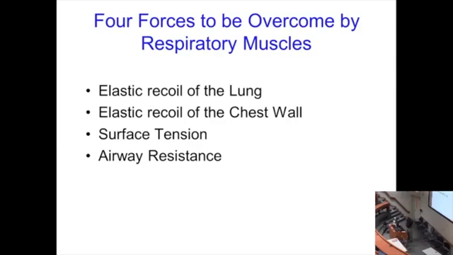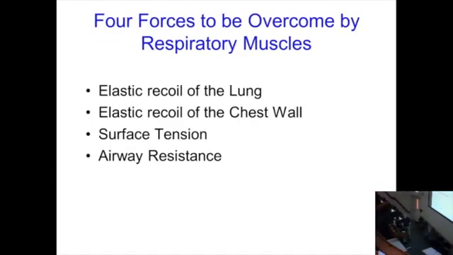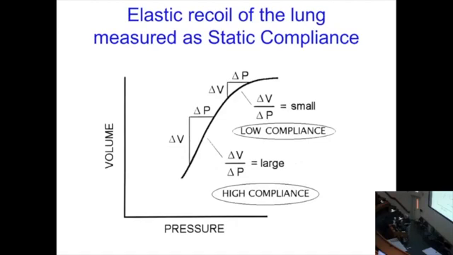Okay, so the next part of this lecture and the next one will be taken up by discussing the four forces that the respiratory muscles have to work against in order to inflate the lung. The first one is, well, we'll go over each one in detail: elastic recoil of the lung, recoil of the chest wall, surface tension, and airway resistance. So let's look at elastic recoil of the lung.